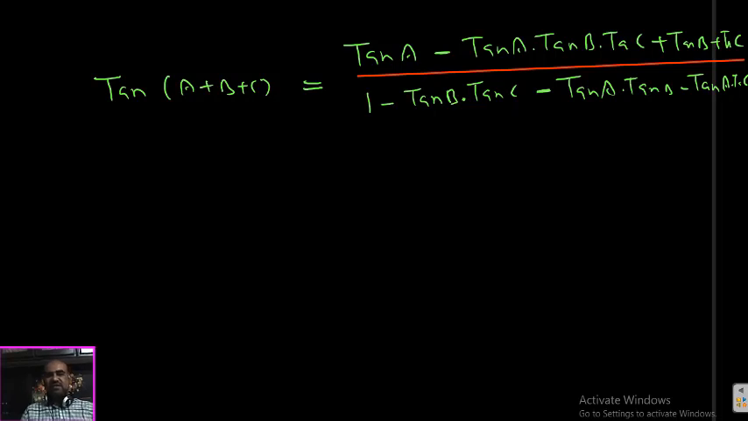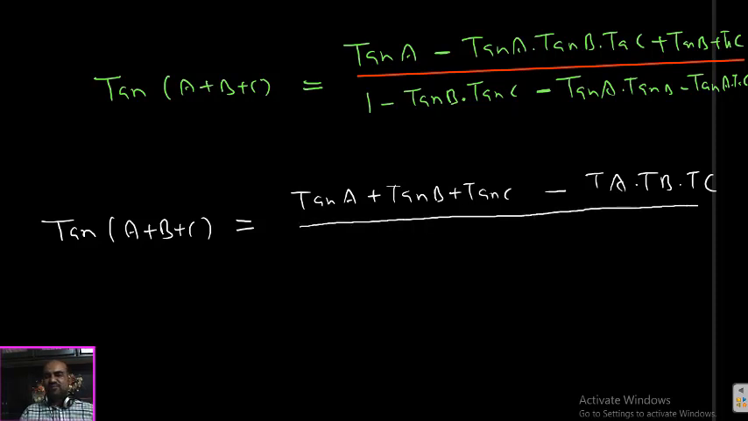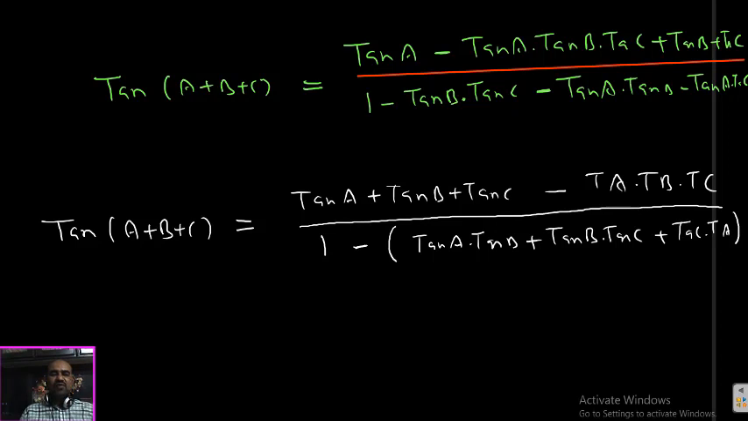So I will write it last neatly. Observe all of you. Final result: tan of A plus B plus C can be remembered as tan A plus tan B plus tan C minus tan A into tan B into tan C, divided by 1 minus, I will write first tan A into tan B plus tan B into tan C plus tan C into tan A. Okay. So this is the formula of tan of A plus B plus C.